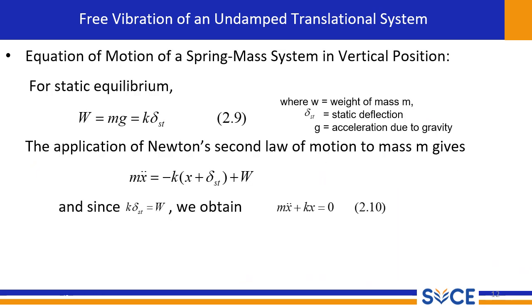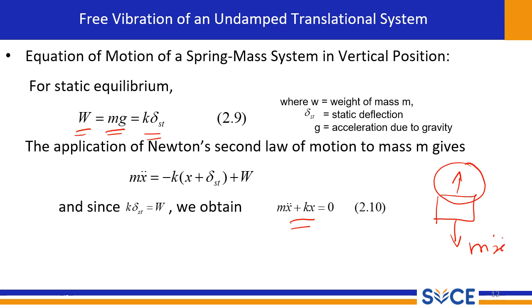In the previous slide, if the derivation for this mx double dot plus kx is not clear to you, I'm continuing in this slide. We have to take weight equal to mg, that is further equal to stiffness into delta static. By applying Newton's second law of motion, the accelerating force mx double dot is equal and opposite to the force which is acting opposing the acceleration.